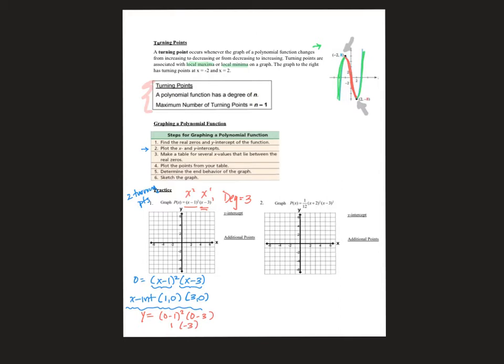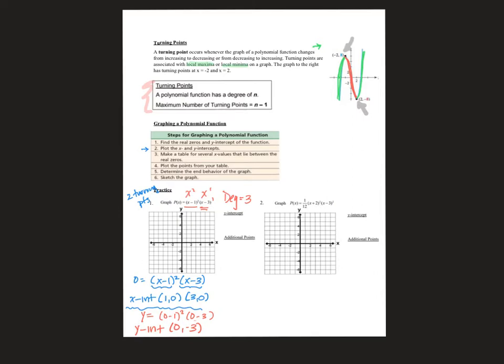So 1 times negative 3 is going to give me a negative 3. So that means that my y-intercept now, give myself some space, my y-intercept is going to be at (0, -3). So again, y-intercept, the number's in the y spot, x-intercept, the number's in the x spot.